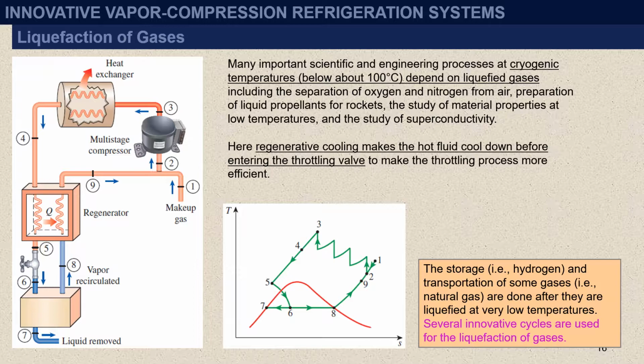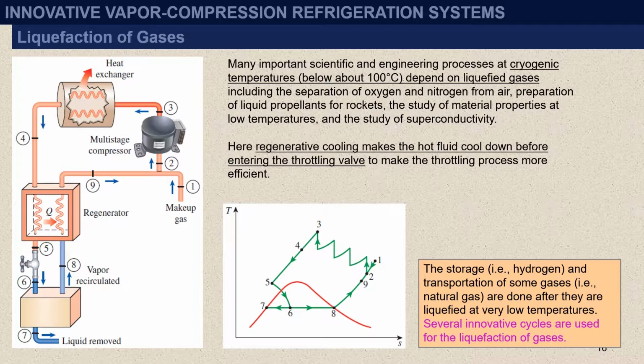Makeup gas is mixed with the non-condensed portion of the gas from the previous cycle. The mixture at state 2 is compressed by a multi-stage compressor to state 3. The compression process approaches an isothermal process due to intercooling. The high pressure gas is cooled in an aftercooler by a cooling medium or by a separate external refrigeration system to state 4.